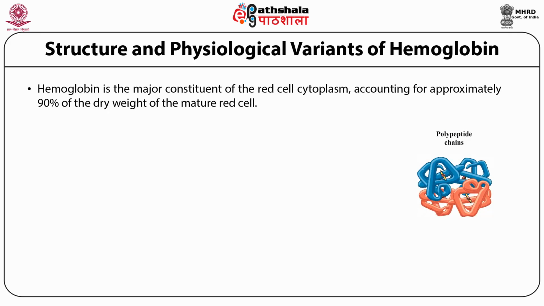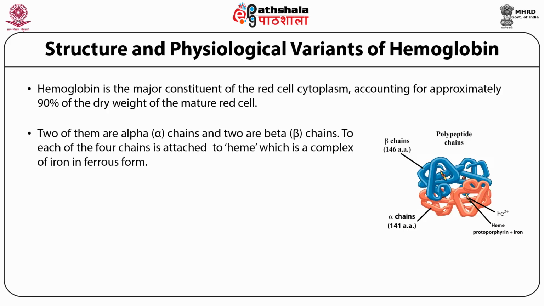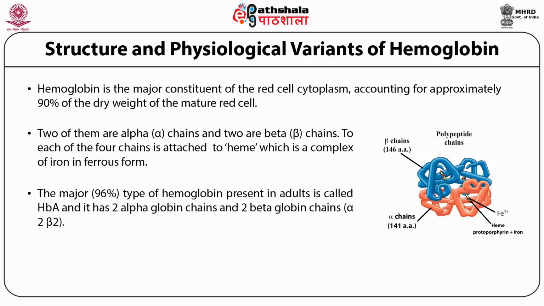Hemoglobin is the major constituent of the red cell cytoplasm, accounting for about 90% of the dry weight of the mature red cell. The hemoglobin protein macromolecule is a tetramer consisting of two pairs of similar polypeptide chains called globin chains. Two of them are alpha chains and two are beta chains. To each of the four chains is attached the heme, which is a complex of iron in ferrous form. The major type of hemoglobin present in adults, about 96%, is called hemoglobin A, and it has two alpha globin chains and two beta globin chains.